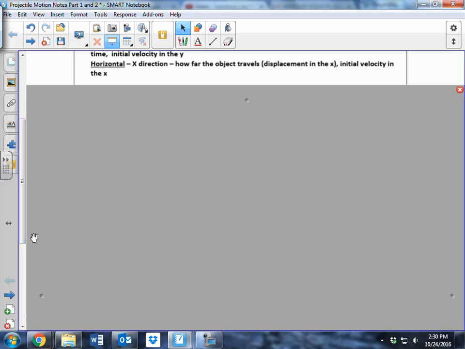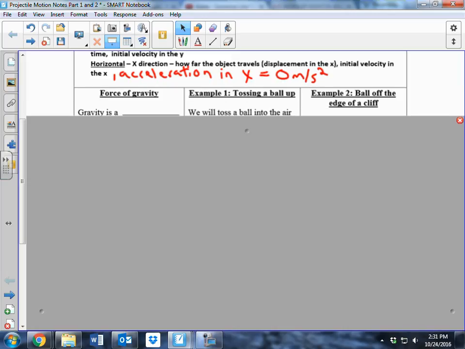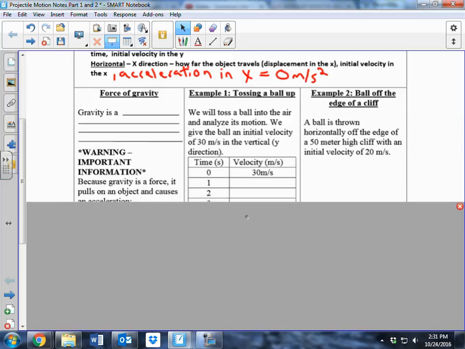Horizontal is the x direction. It's how far the object travels, so it's the displacement in the x. And then you have the initial velocity in the x. You also have something that I didn't write here, which is acceleration in the x. And I'm going to tell you now we are ignoring friction. So since we are ignoring friction, acceleration in the x is 0 meters per second squared because there's nothing causing the ball to slow down or speed up in the x direction. When I launch an object, I'm ignoring air friction, so air friction technically doesn't slow it down, and I'm not behind the ball continuing to push it forward. So we're going to be in the leftmost column.